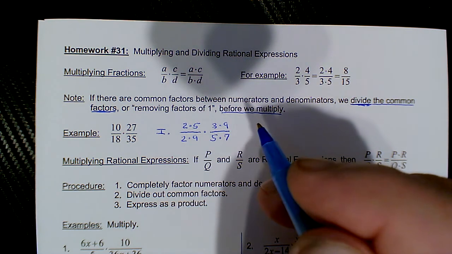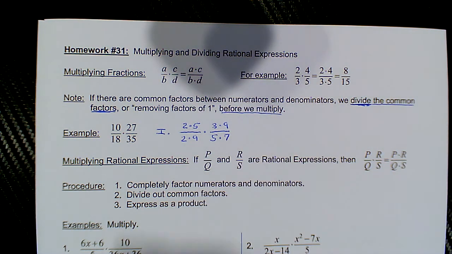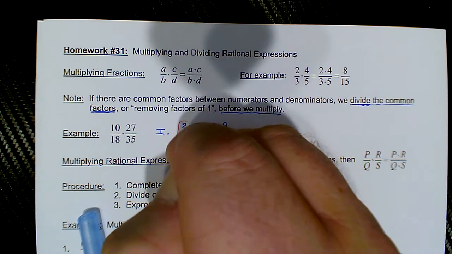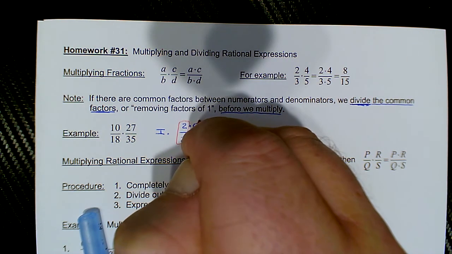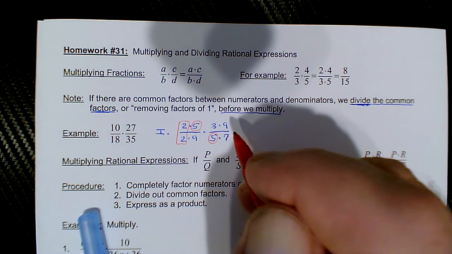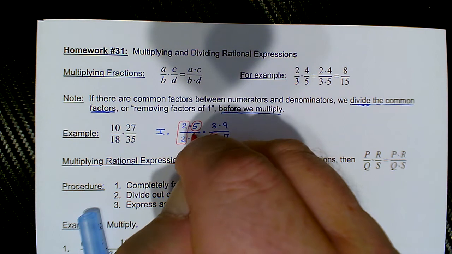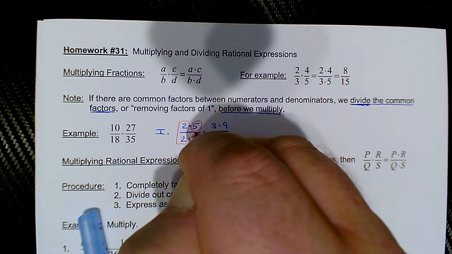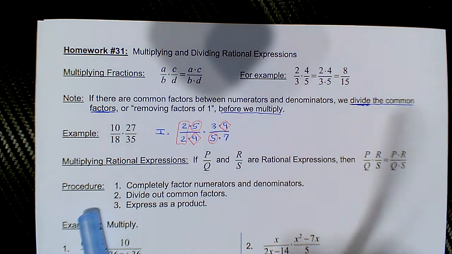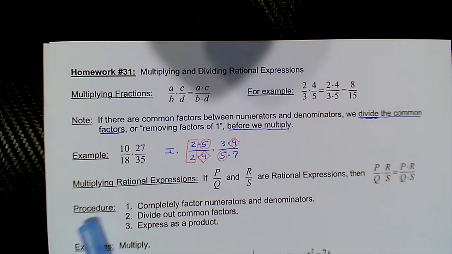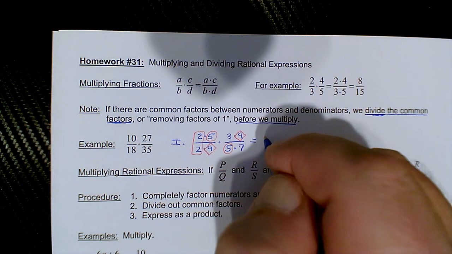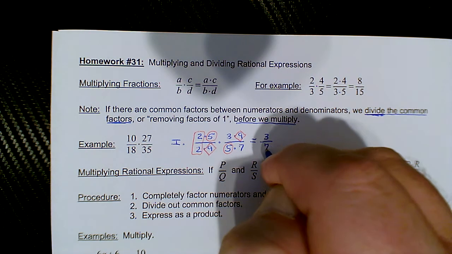So now we can remove the common factors of 1. The 2's, 2 over 2 makes 1. This 5, let me circle it, over this 5 makes a 1. And then I'm going to put a little triangle around this. The 9 and the 9 makes 1. So the only thing that's left over is the 3 in the numerator and the 7 in the denominator.